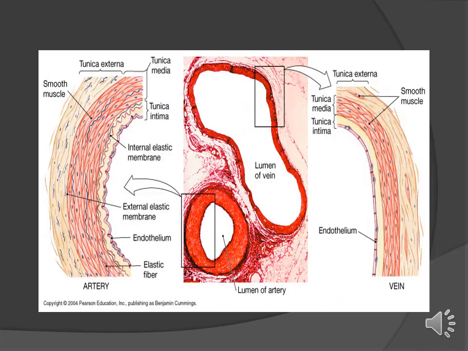Very similar picture to the previous one. We have left artery with tunica intima, tunica media, and tunica adventitia, and we have here, I think, a muscular artery, because we have a lot of smooth muscle cells, and right vein is located, and in the middle we have a microscopic slide of artery and the vein.